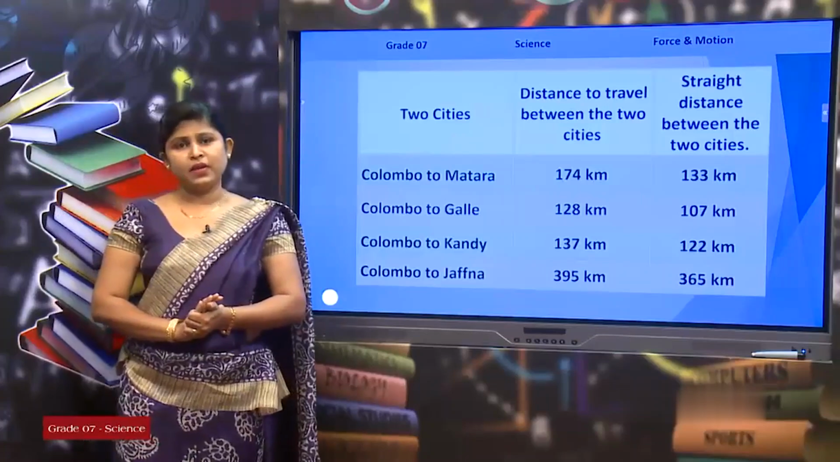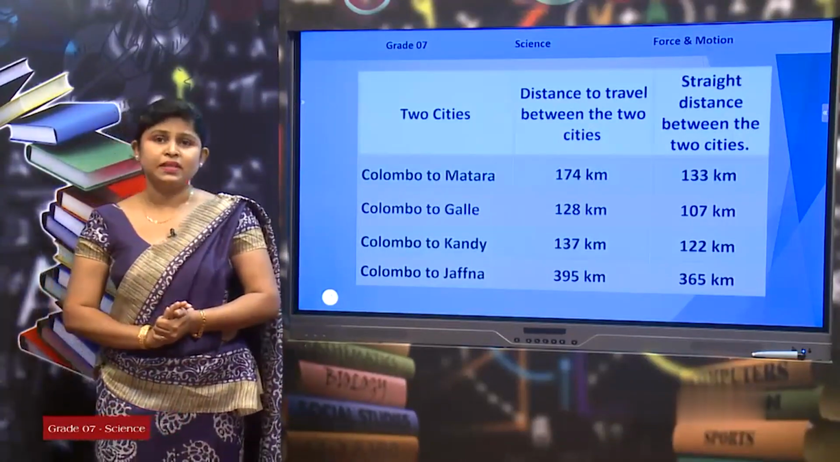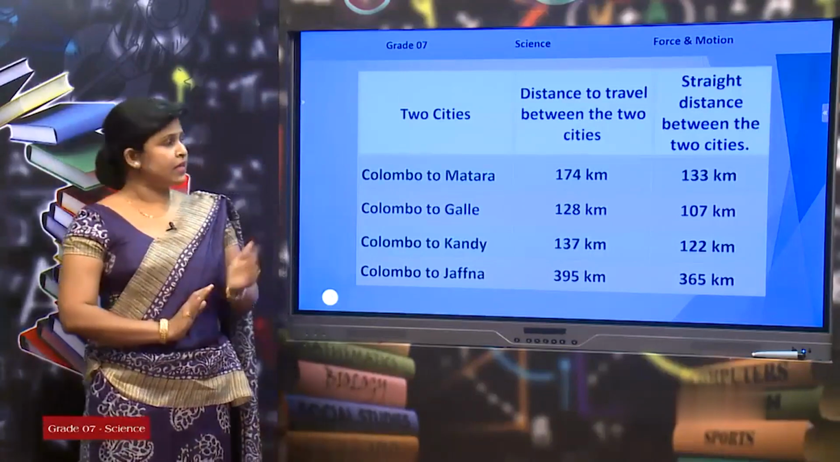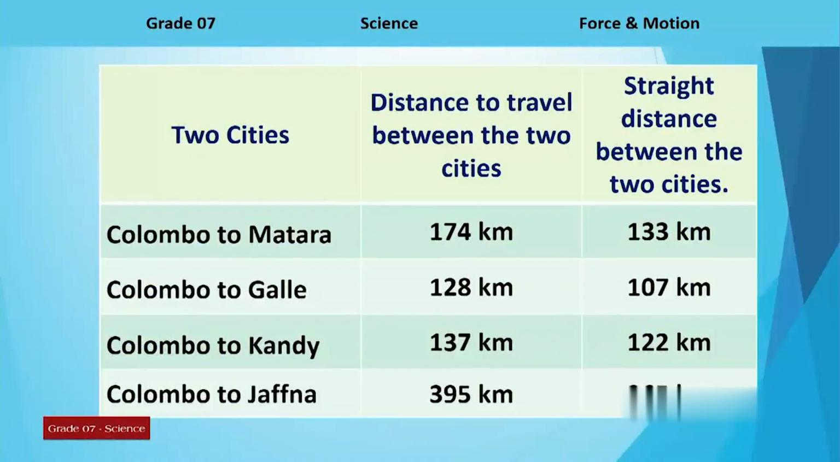Once again, I am going to explain distance and displacement using another example. Look at the table given on the screen. You are given the distance travelled between several cities in our country, especially from Colombo to Matara, Colombo to Galle, Colombo to Kandy and Colombo to Jaffna. I would like to draw your attention to the third column of the table. You are given the distance to travel between the two cities in the second column, and in the third column you are given the straight distance between the two cities, right.